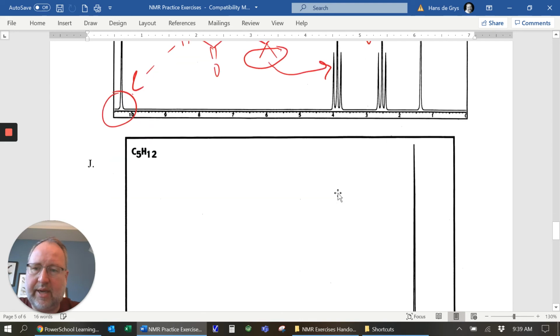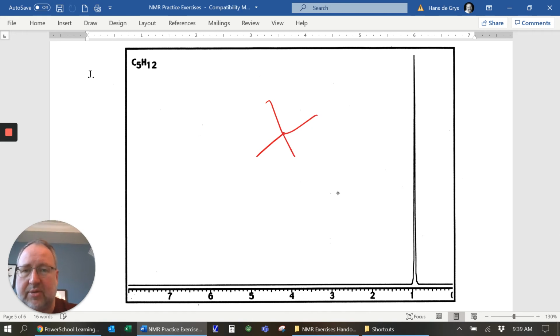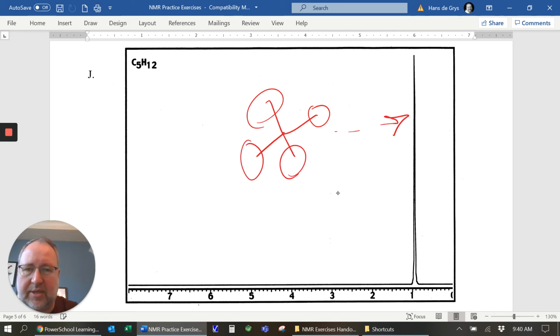All right. That one at first glance is a real head scratcher until you realize we have to practice some social distancing. That one looks like this. All 12 of these hydrogens are magnetically equivalent. They all have no neighbors because of this quaternary carbon. So that's going to give us that.